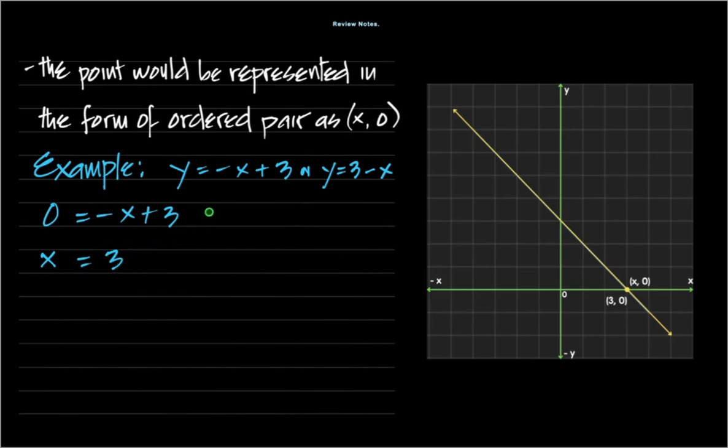So the coordinate, the ordered pair for that point, or the coordinate of that point will now be, let me just put it this way, bracket 3, which is the value of x, and then 0, which is the value of y.